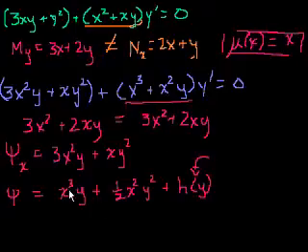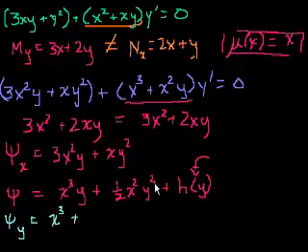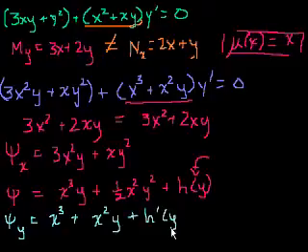So let's set that up. What's the partial of this expression with respect to y? So I could write the partial of psi with respect to y is equal to x to the third plus, 2 times 1/2, so it's just x squared y, plus h prime of y. That's the partial of a function purely of y with respect to y. And then that has to equal our new N, or the new expression we got after we multiplied by the integrating factor.